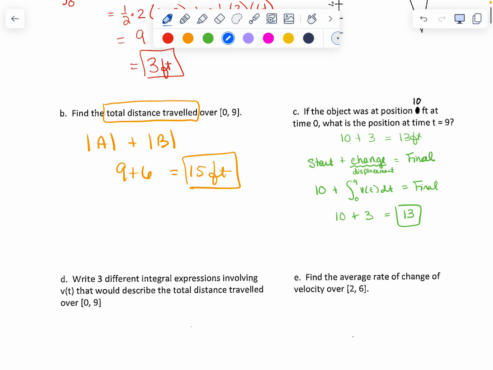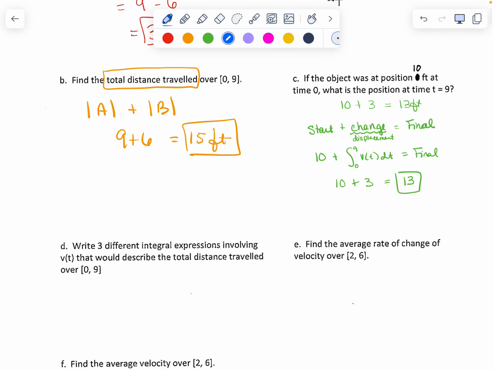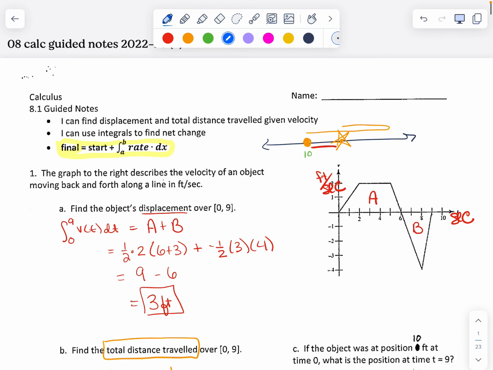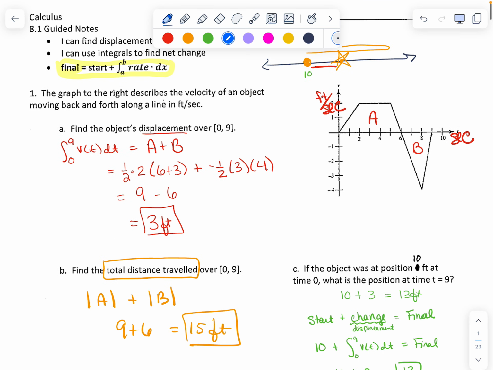So for that, let's talk about letter D. It says, what 3 different integral expressions involving v of t could describe the total distance traveled from 0 to 9? Essentially, you figured out the answer is 15 in part B, but we didn't write it using integral notation, so let's make sure we can understand how to write it as an integral because it's not always going to be a geometry problem.